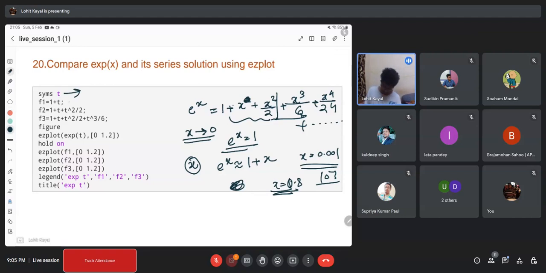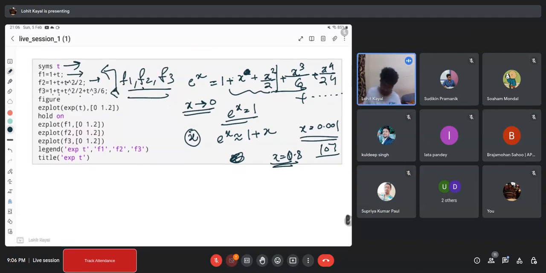Now here f1 equals 1 plus t, f2 equals 1 plus t square by 2. Here I haven't mentioned t dot square by 2 because I will treat t as a scalar, not a vector. Then f3 is 1 plus t square by 2 plus t cube by 6. So these are the three different symbolic functions, f1, f2 and f3.